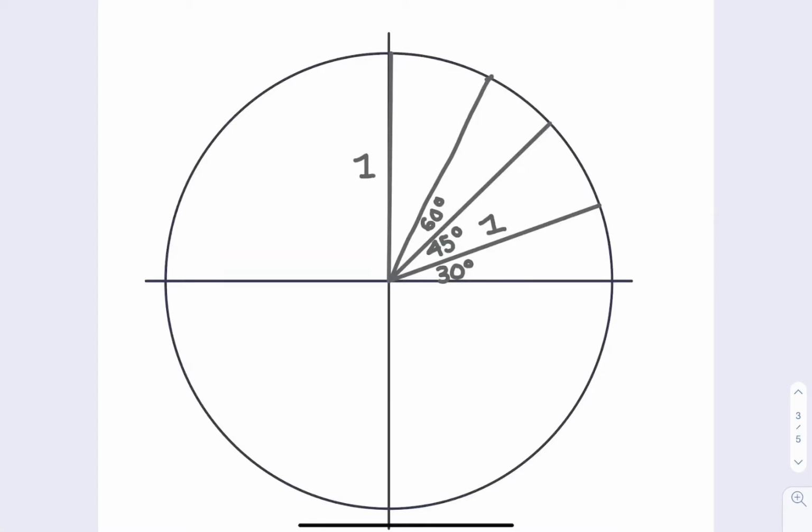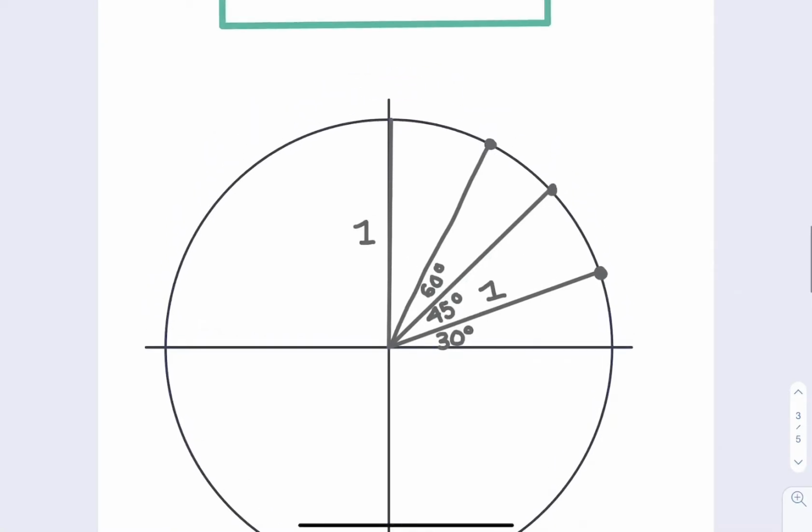Now, what's interesting is the points on the circle, which are just points x comma y, are going to tell us what the sine or cosine is of this specific triangle that we drew. So in general, we want to write that x comma y actually becomes cosine of whatever angle, we'll just call it theta, and then sine of theta is represented by y.